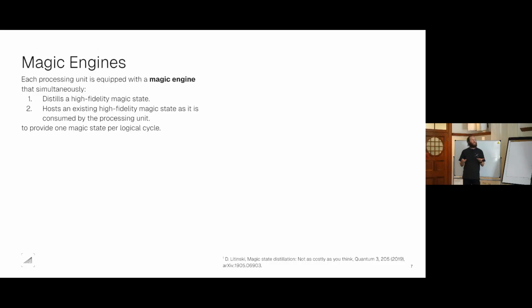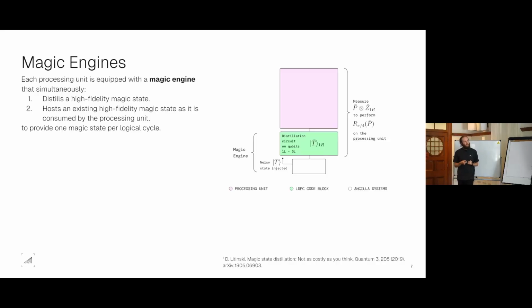And you also want to avoid what I think work from IBM's done in the past, where you need to use surface codes, like large surface codes, to store these states as well. So the purpose of the engine is to allow us to simultaneously be distilling a new state in one logical cycle, while also consuming the state that was produced in the previous logical cycle through the processing unit. So that looks a bit like this.